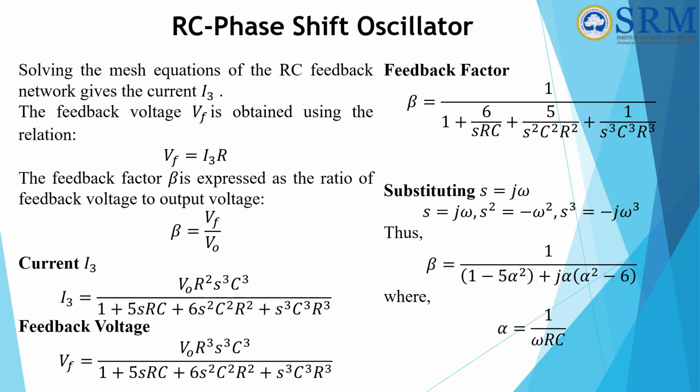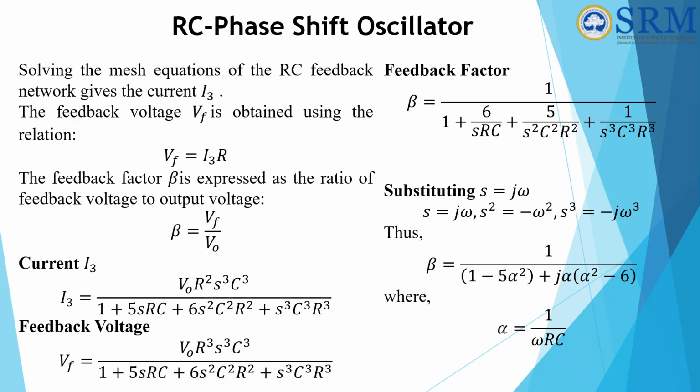So the mesh equations are solved to determine the current flowing through the final RC section. From I3 we can calculate the feedback voltage Vf also. So here Vf equal to I3 into R. By solving the mesh current equations, we get I3 equal to V0 R square S cube C cube divided by 1 plus 5 SRC plus 6 S square C square R square plus S cube C cube R cube.